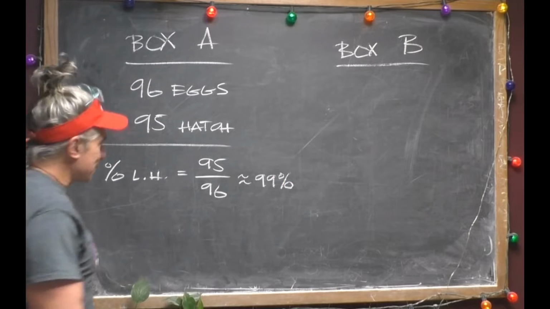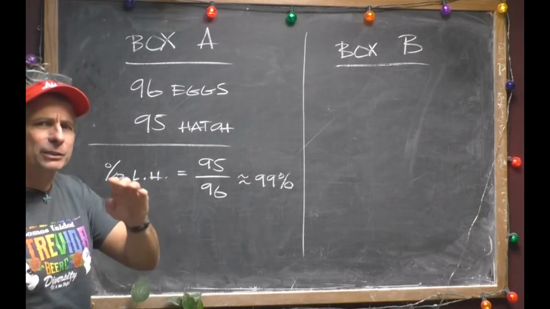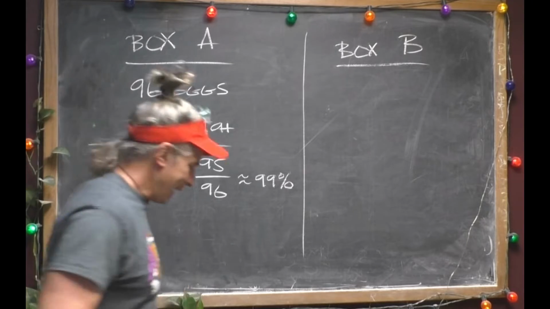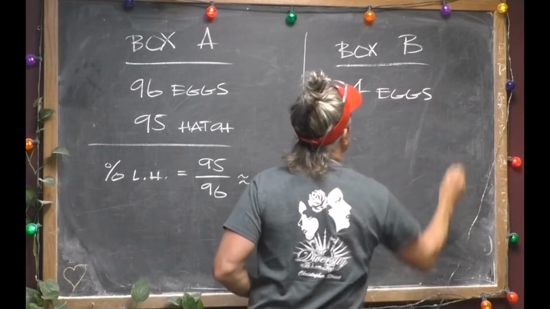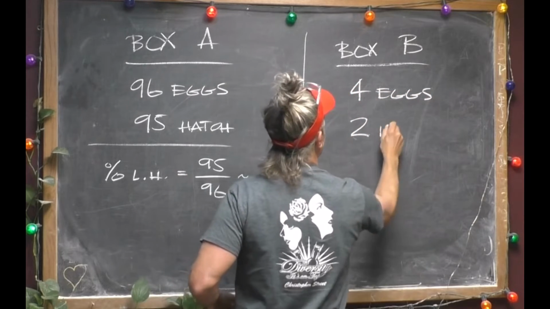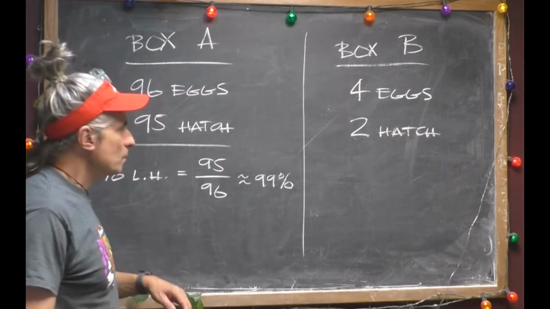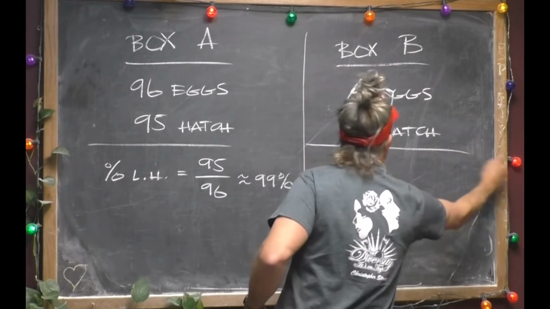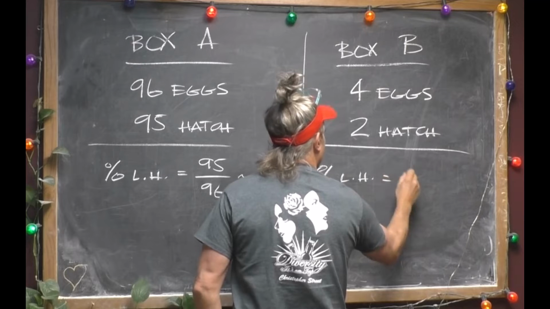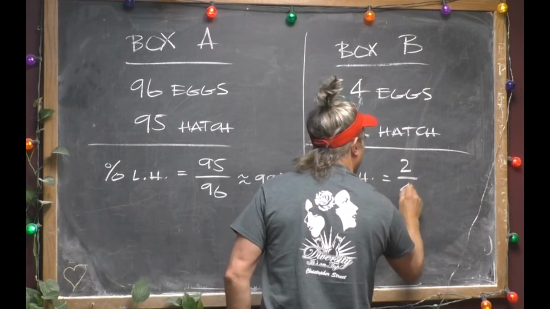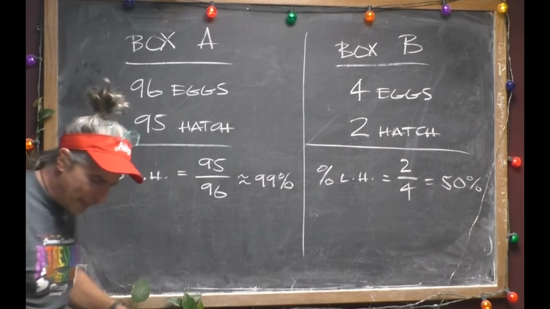Okay, now box B, I'm going to make this a much smaller box. We're only going to put 4 eggs in it. And of those 4 eggs, only 2 are going to hatch. Okay. So what's the percent live hatches there? Well, that's going to be 2 out of 4, which is 50%. Half of them.